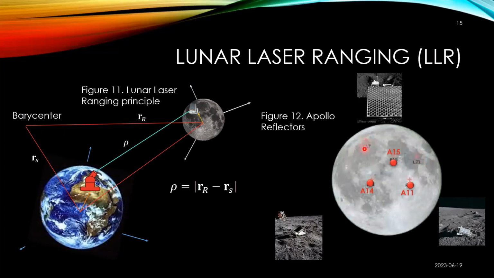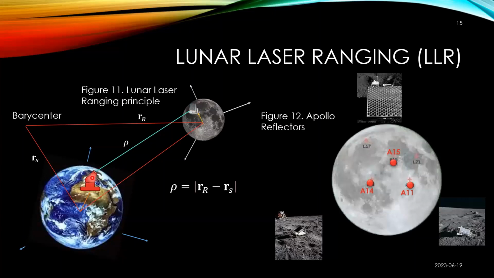And this one, L1, is not working. It seems that when the spacecraft wanted to move back, it made a lot of dust, and this reflector is not working. What is measured? If we have an LLR station here, we can measure with laser the distance between this reflector at the surface of the Moon and the station.